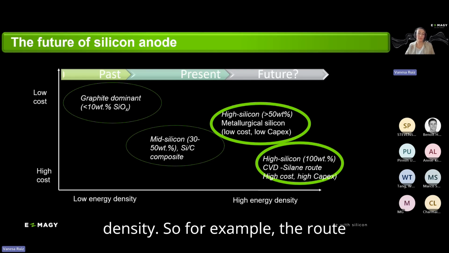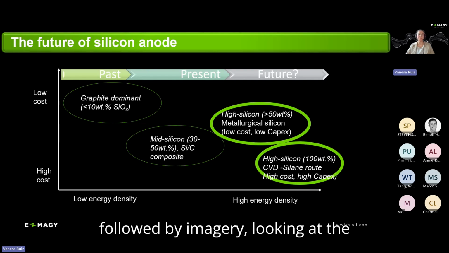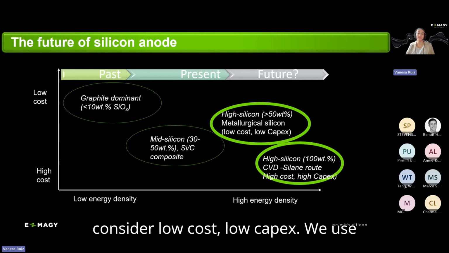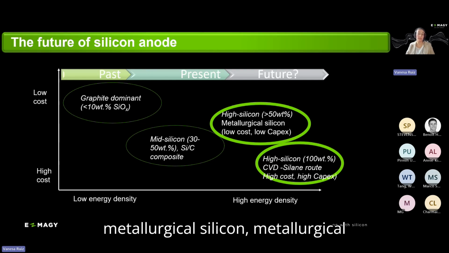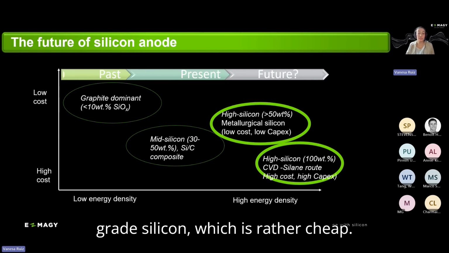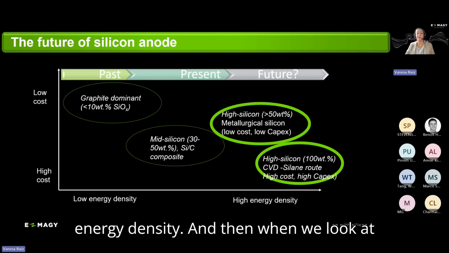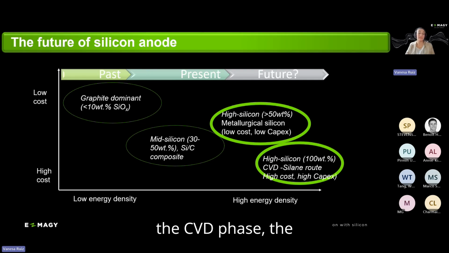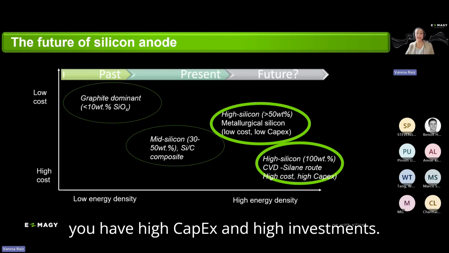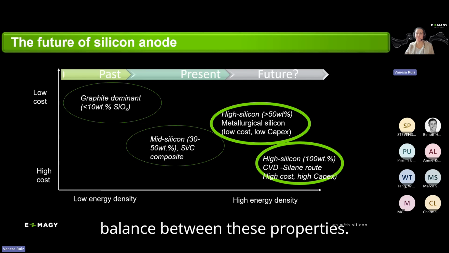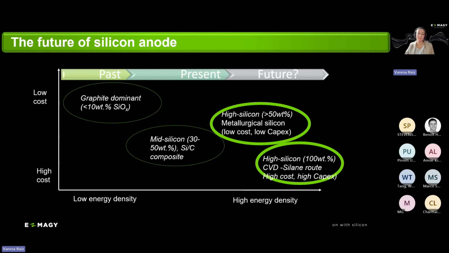So, for example, the route followed by E-magy, looking at metallurgical grade silicon, is what we consider low cost, low capex. We use metallurgical grade silicon, which is rather cheap, but it gives you considerable gains in energy density. And then when we look at the CVD route, the silane route, you have high capex and high investments. Of course, you can also gain quite a bit in energy density. So it's a bit of a balance between these properties.